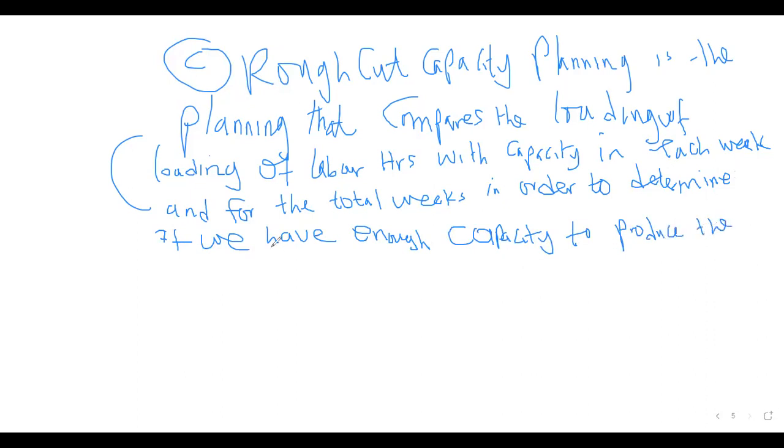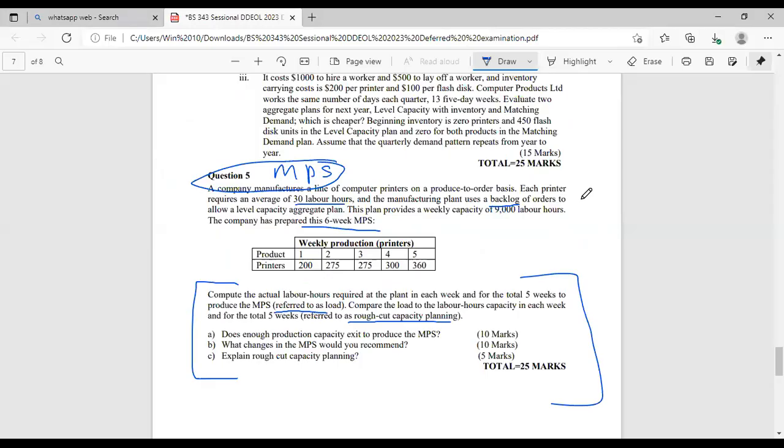So this is about what rough cut capacity planning is all about. It compares the loading of labor hours with capacity in each week and for the total weeks, to determine if you have enough capacity to produce the master schedule. So this is how this question was in an exam.